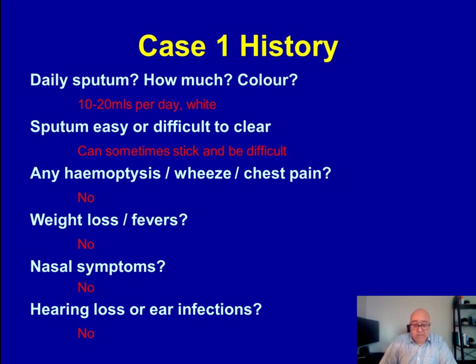Do they have any nasal symptoms or hearing loss or ear infections? These are important, particularly when we're thinking about conditions which can have upper airways involvement, such as primary ciliary dyskinesia or even cystic fibrosis. But in this case, the patient doesn't have any of those.